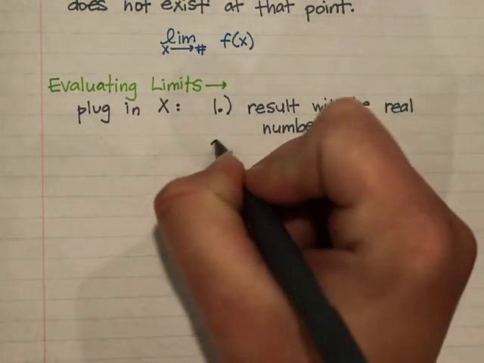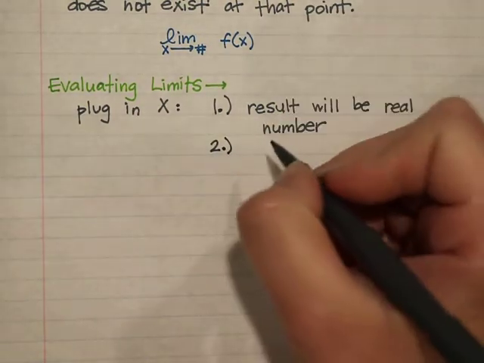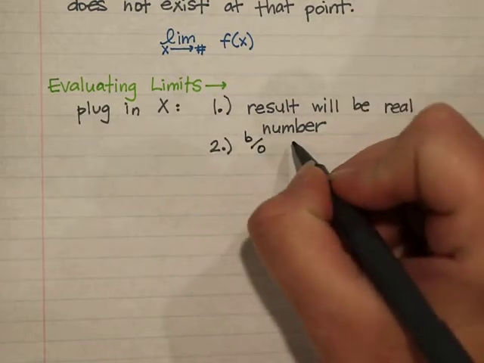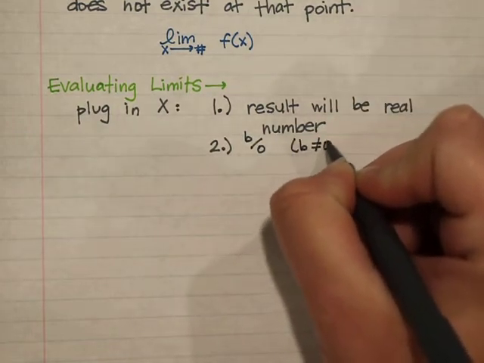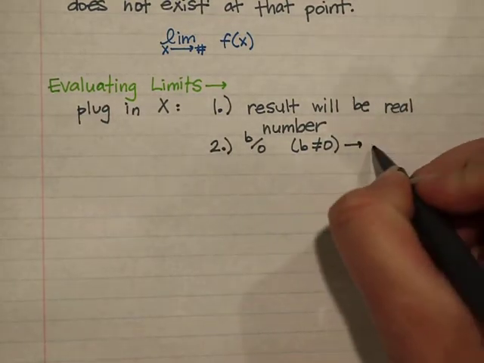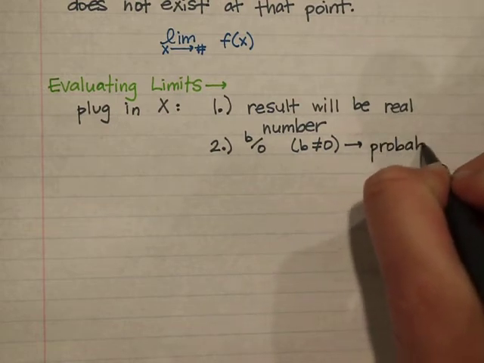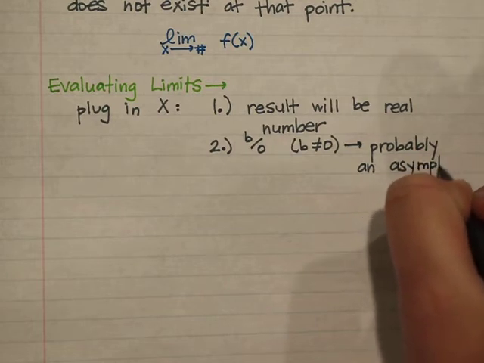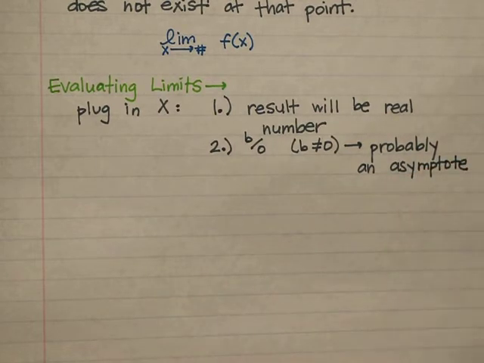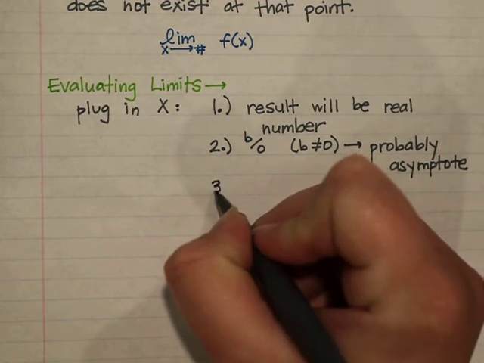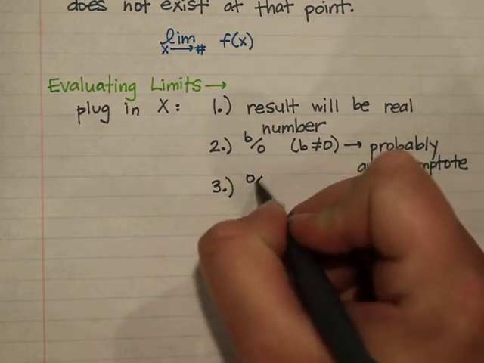Second option. You might end up with some number dividing by 0. The only wrinkle is that it can't be 0 divided by 0. If this happens, chances are you've hit on an asymptote. You've probably hit on an asymptote somehow if you've gotten to this point and you end up dividing by 0.